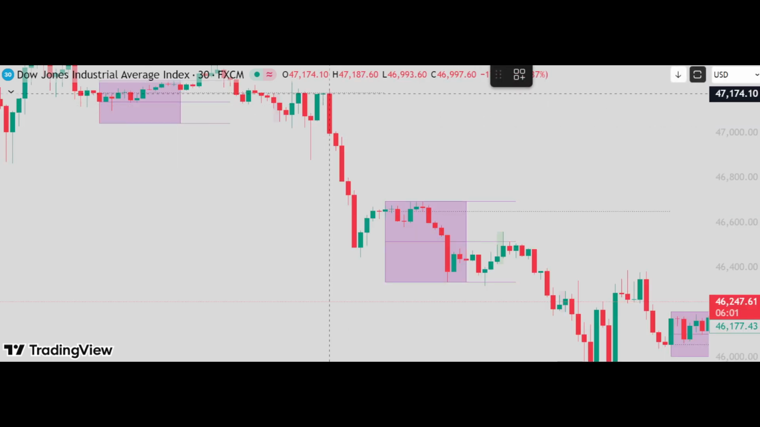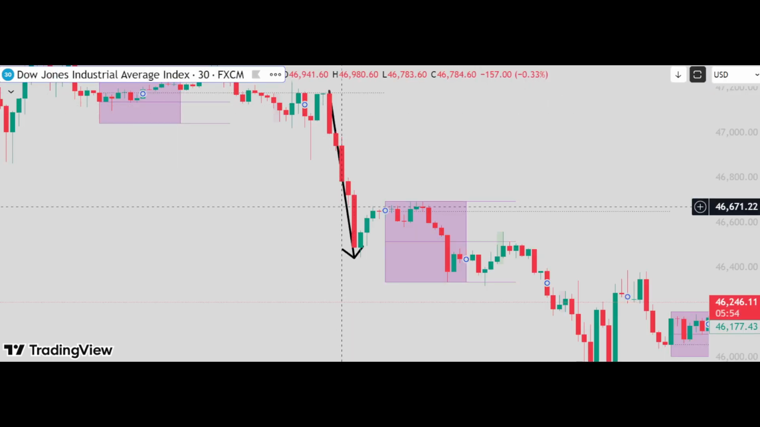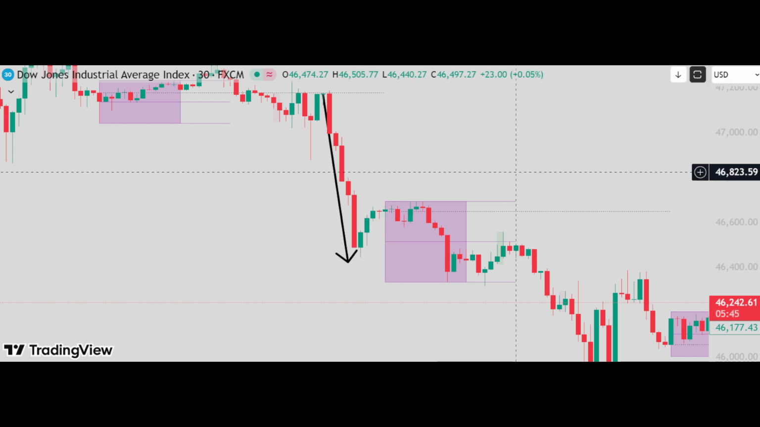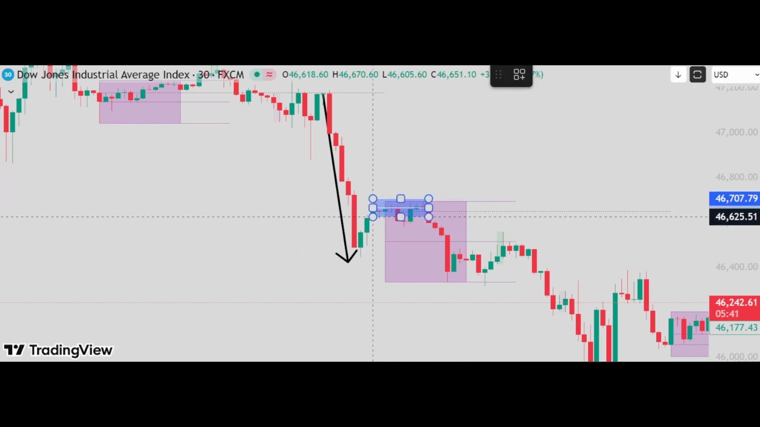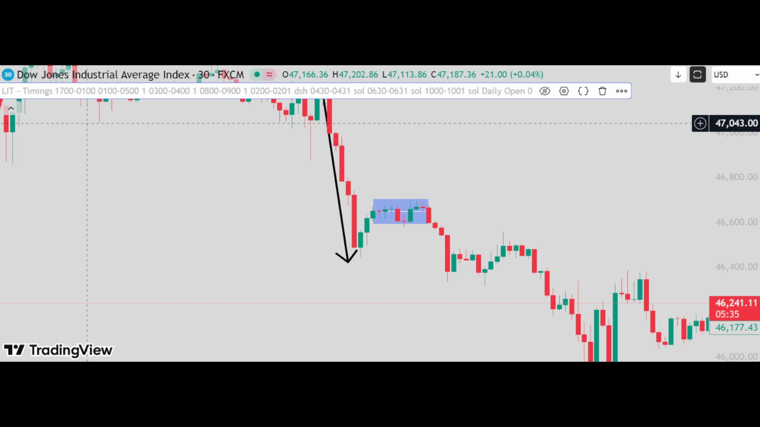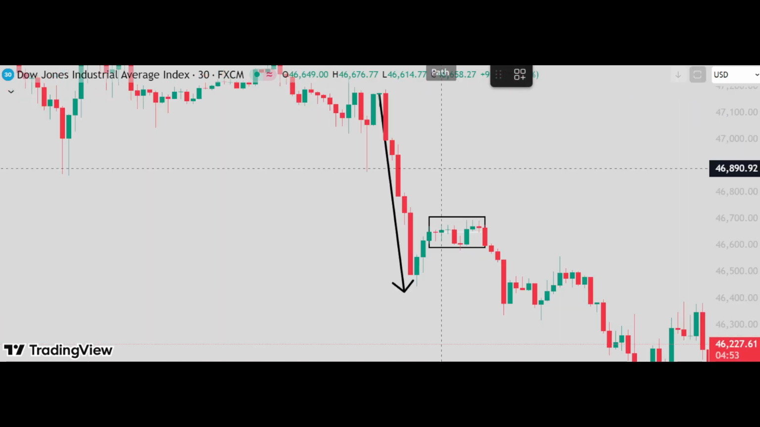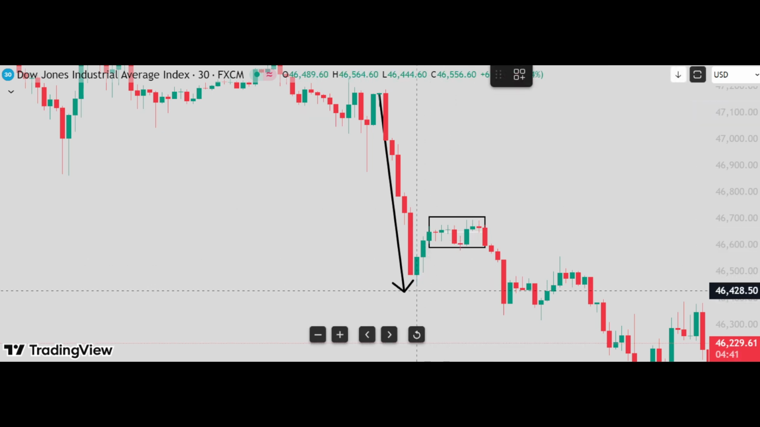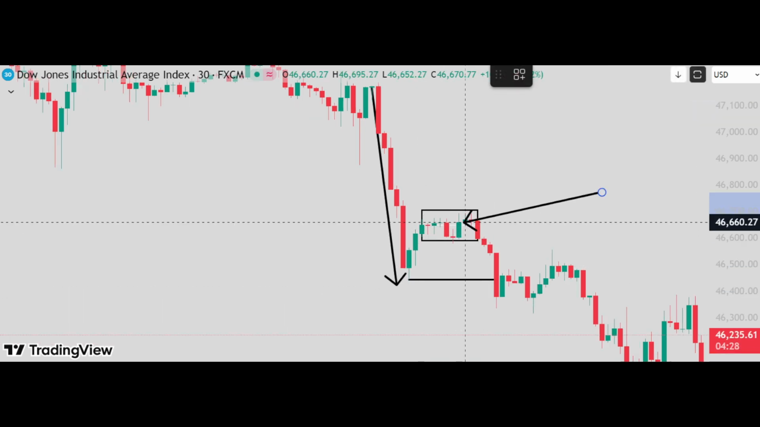So we have here an expansion. As you can see, this move is an expansion and we have a little pullback, something like this, but we can see a consolidation around here. Let me turn off the indicator so you can see better. As you can see, we have expansion, then a little pullback, then price consolidated around here. As you can see, we can mark the break of structure. Price broke this low and broke this consolidation.